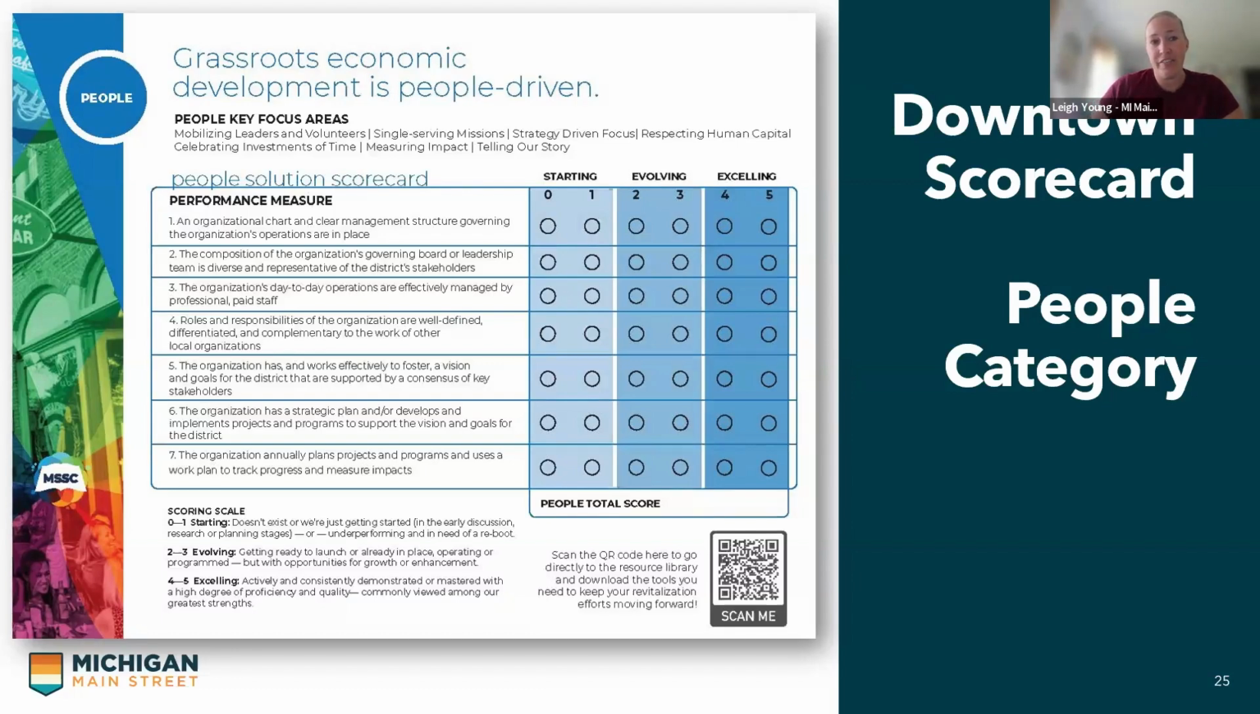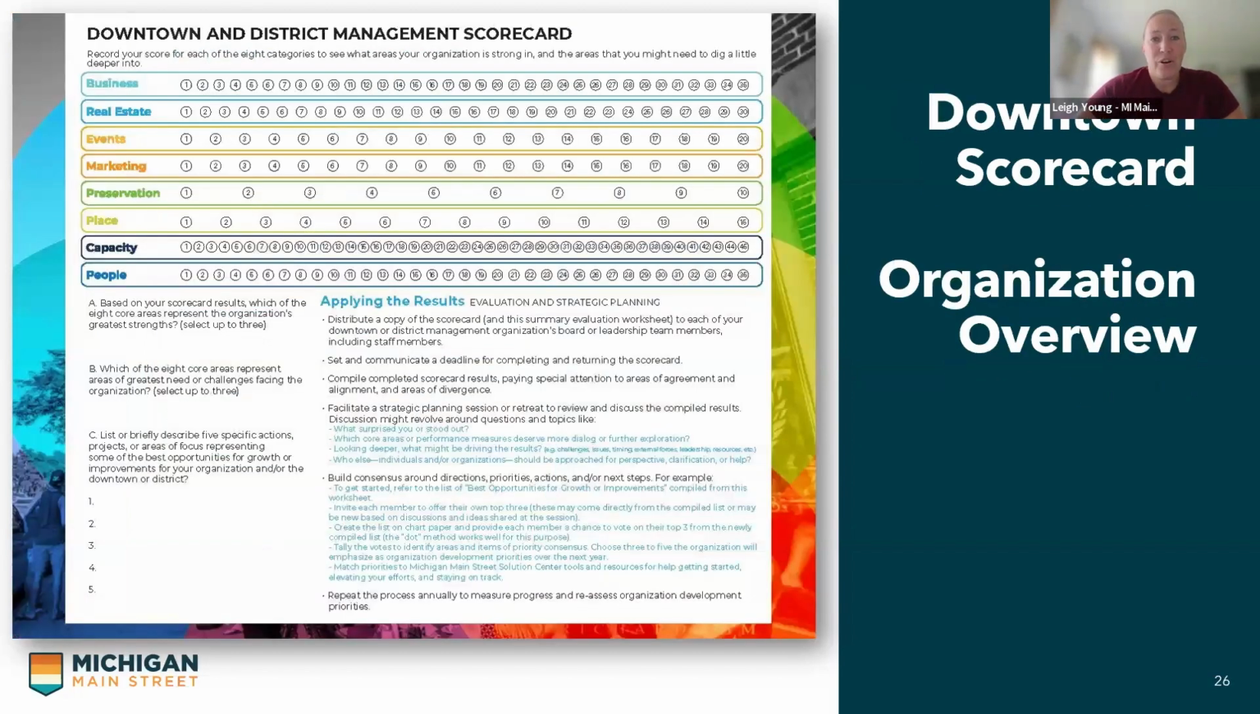The downtown scorecard is available on our website for any community to be able to use. It also then ties directly into the resources that we have on the Solution Center. The last page of the scorecard is the organization overview. So communities can tally up the totals for each one of the 8 categories and see which categories they're most successful in and which they might need to focus a little bit more on.